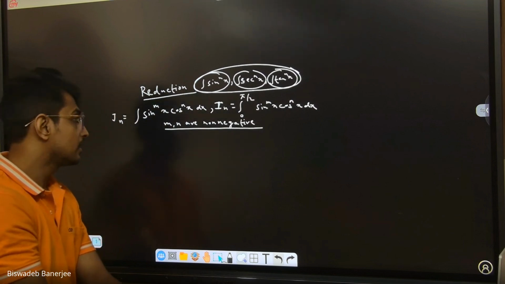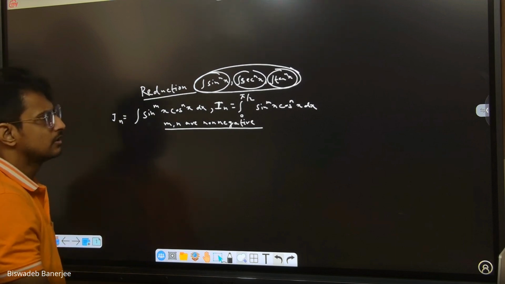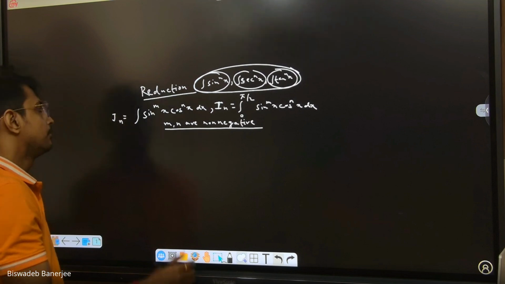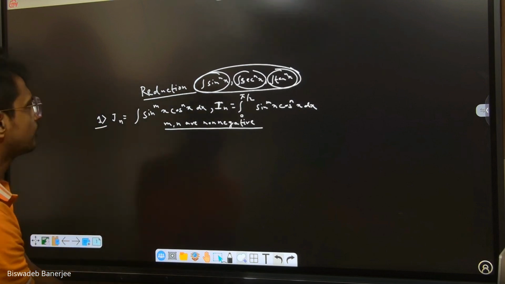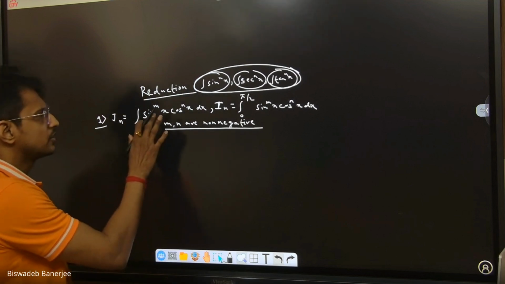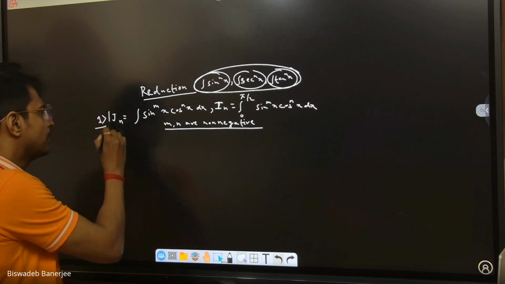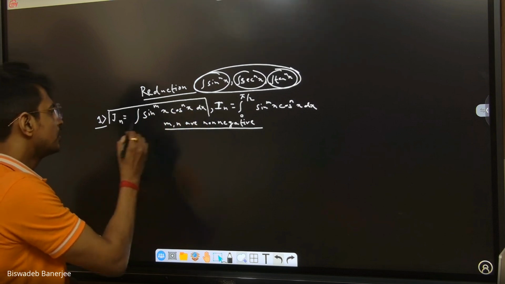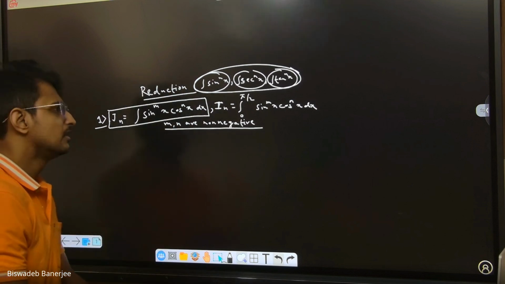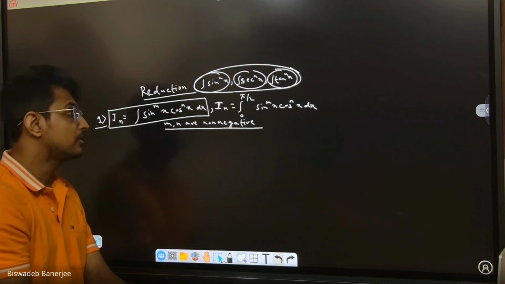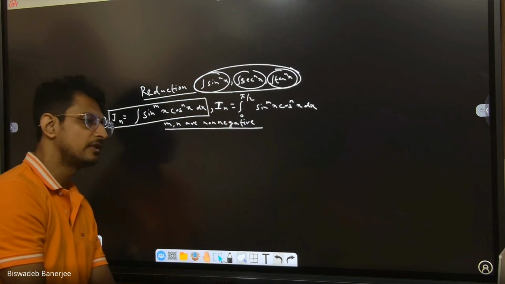Now, in my second class, that means in today's class, we shall discuss two more important reduction formulas. This is my first reduction formula, for integration sin to the power mx into cos to the power nx. What is my formula? Integration sin to the power mx into cos to the power nx, and then there is a limit on this formula. The limit is over 0 to pi by 2.